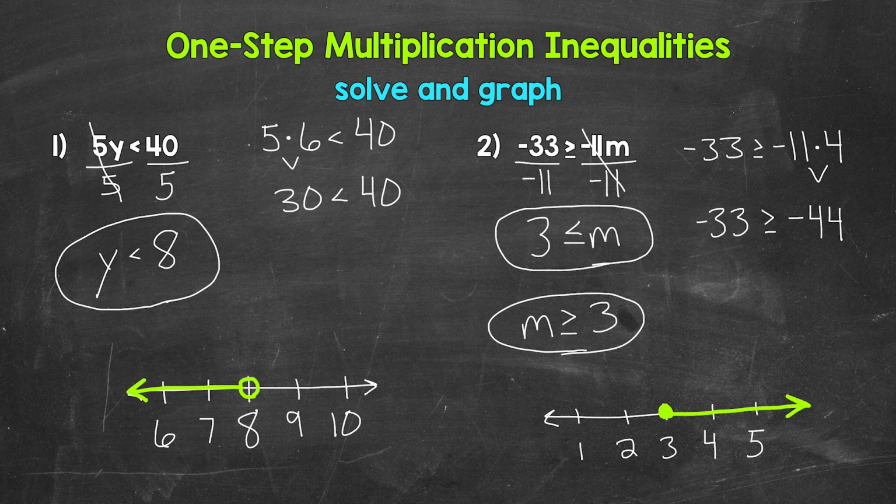And let's actually check 3 as well to make sure that works, since m can be equal to 3. And we will do this mentally, so plug in 3 for m. Negative 11 times 3 gives us negative 33. And reading the inequality from left to right, negative 33 is greater than or equal to negative 33. So that is true, 3 works as well. So there you have it. There's how to solve and graph multiplication inequalities.